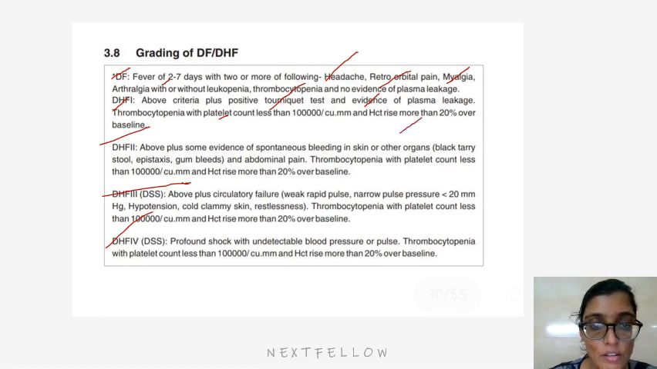Dengue hemorrhagic fever 2 is above plus some evidence of spontaneous bleeding in skin or other organs like black tarry stool, epistaxis, gum bleeds and abdominal pain. Thrombocytopenia with platelet count less than 1 lakh and hematocrit rise more than 20% over baseline. So in dengue hemorrhagic fever 2 too, there are bleeding manifestations with the thrombocytopenia and plasma leakage.